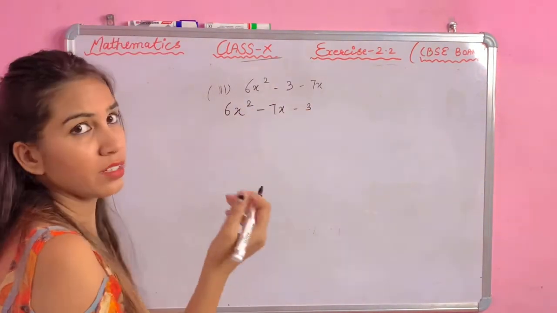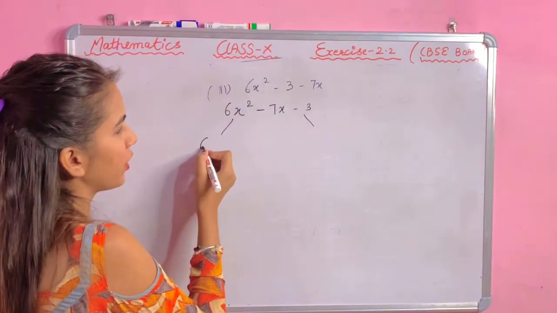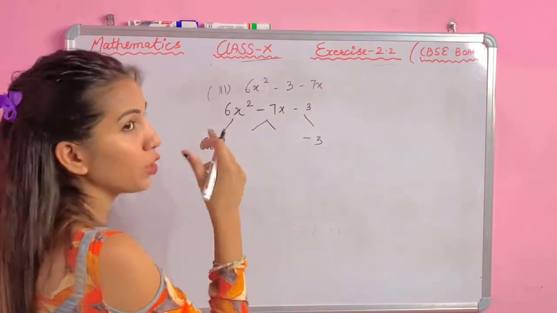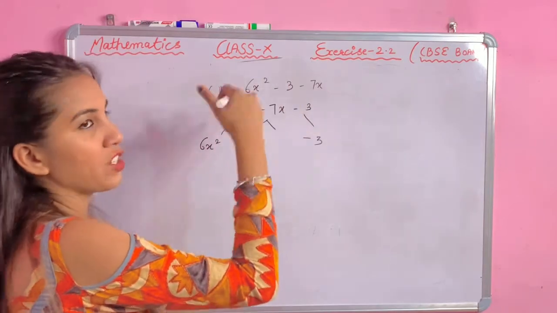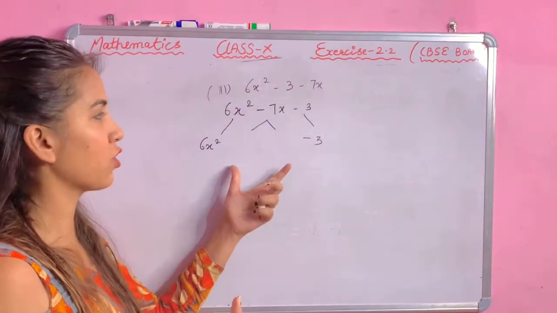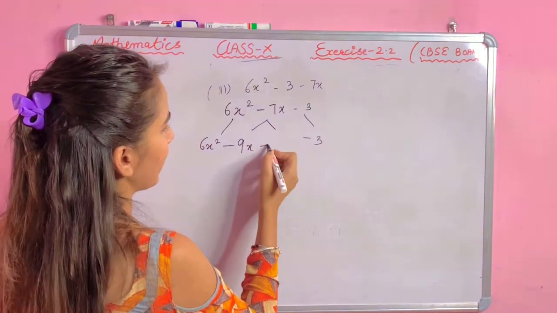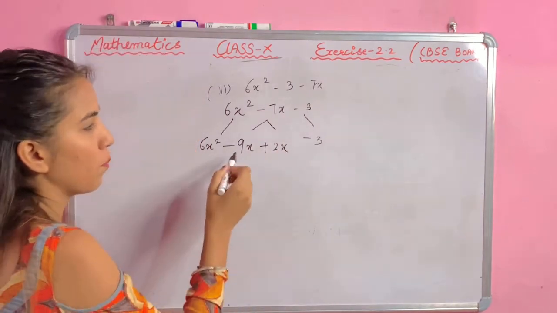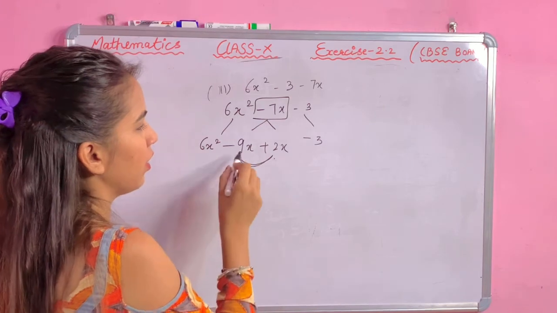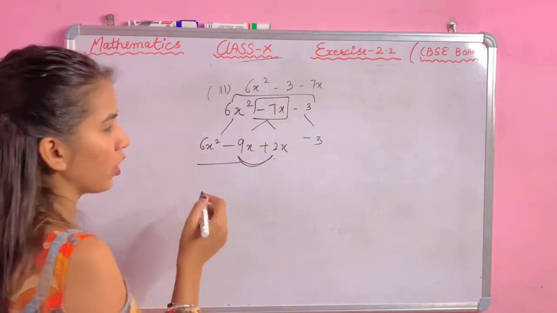Then again in this question, firstly we will find the zeros, and how can we find them? By middle term splitting. First term as it is, last term as it is. By splitting the middle term in two parts such that by addition and subtraction we will get this term. So what will be the factors of this? If I write minus 9x plus 2x, then minus 9 plus 2 is minus 7, and by multiplying, 9 2s are 18 and 6 3s are also 18x square.